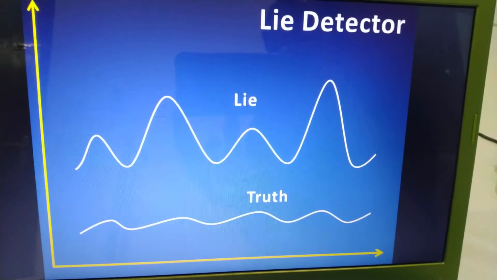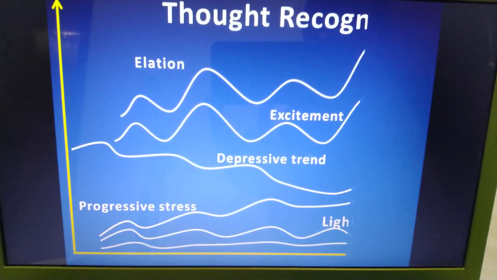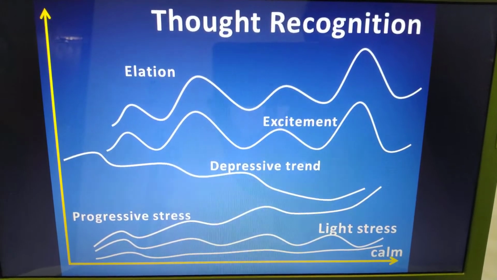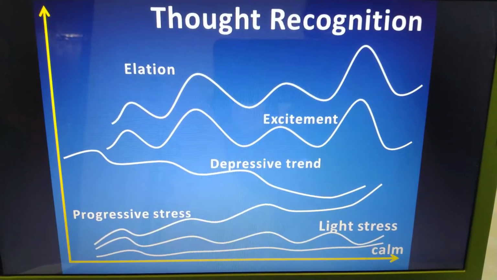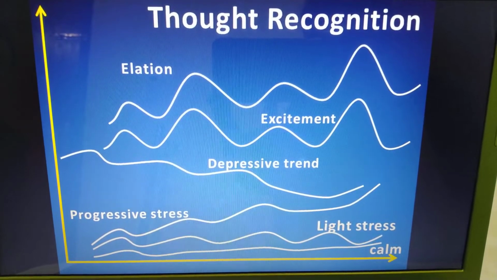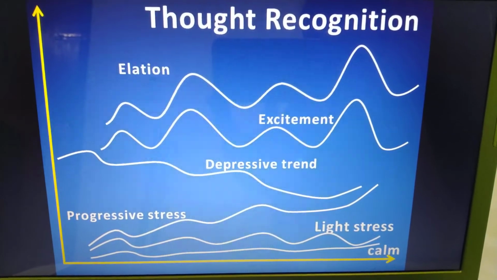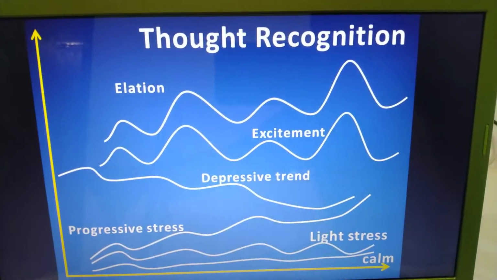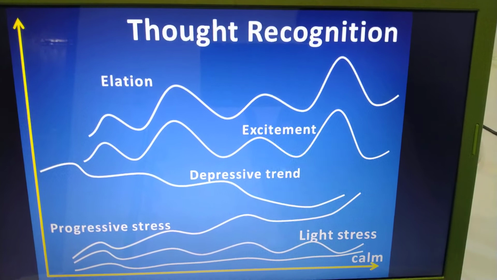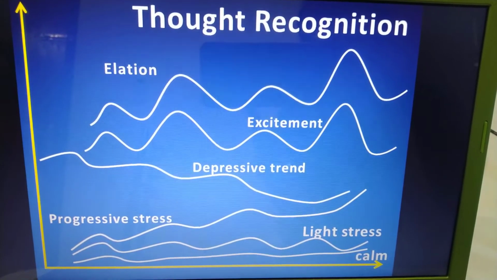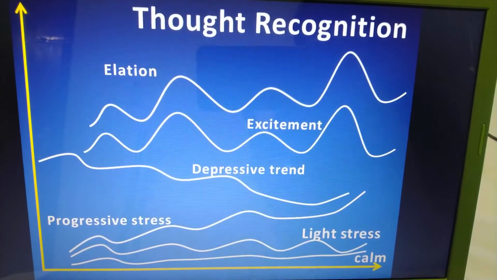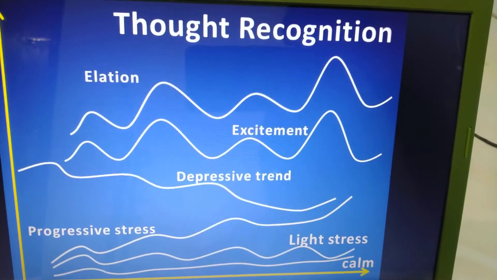Moving on to the complex world of thought detection. Now what this does is, it will record the wave pattern of each of the feelings of an individual. See, now the first wave pattern is when he is calm. Second is when there is light stress. Third, progressive stress. And the next one is the depressive trend. Then when he is excited. And then when he is elated or very happy. We'll continue in the next slide because we're running out of time.